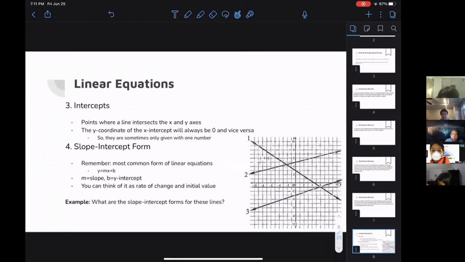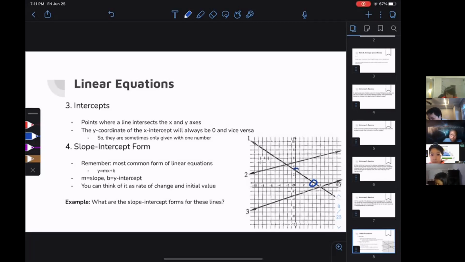So for linear equations and lines in the coordinate plane, the intercepts are defined as the points where a line intersects the axes. The x-intercept is where it intersects the x-axis. As you can see, there's one here. And the y-intercept similarly is where a line intersects the y-axis. So I just labeled the two intercepts of this line.